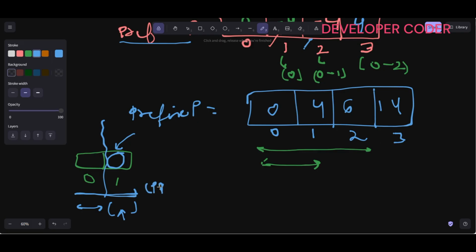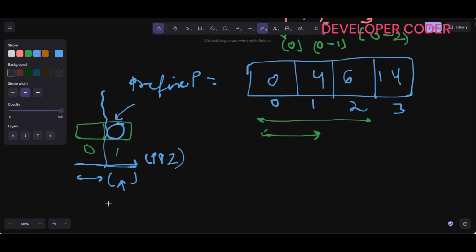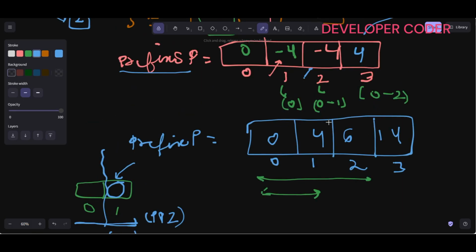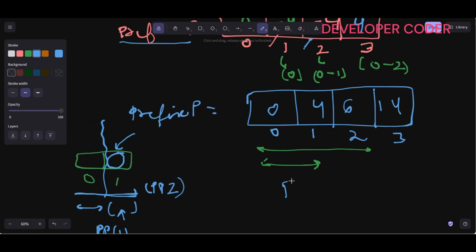Prefix p at index 2, until here, my result is stored in p1, okay? So now if you do this logic, prefix p at index 2 minus prefix p at index 1, you are going to get 6 minus 4, which is equal to 2, right? So this is good enough. Using this prefix p, I can directly calculate this result.